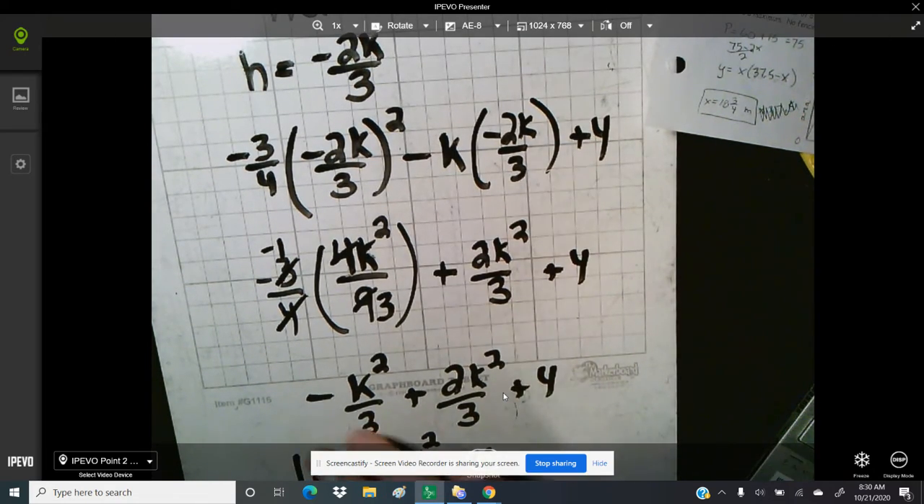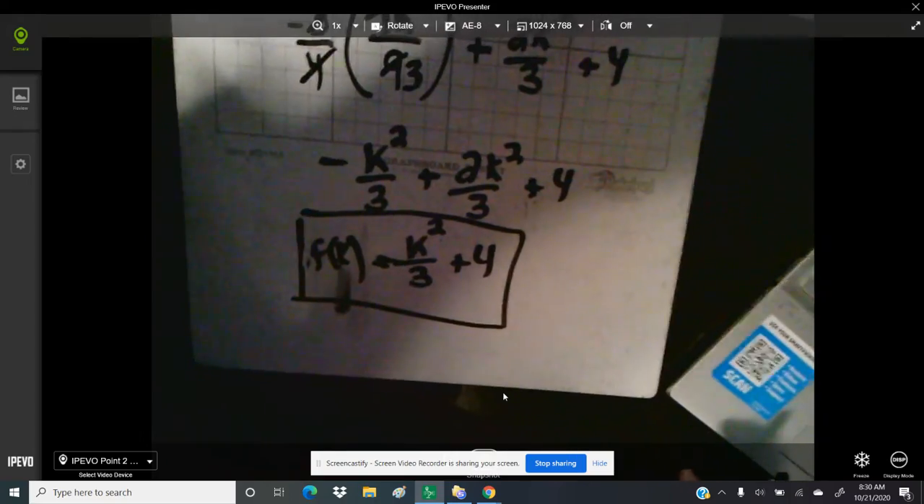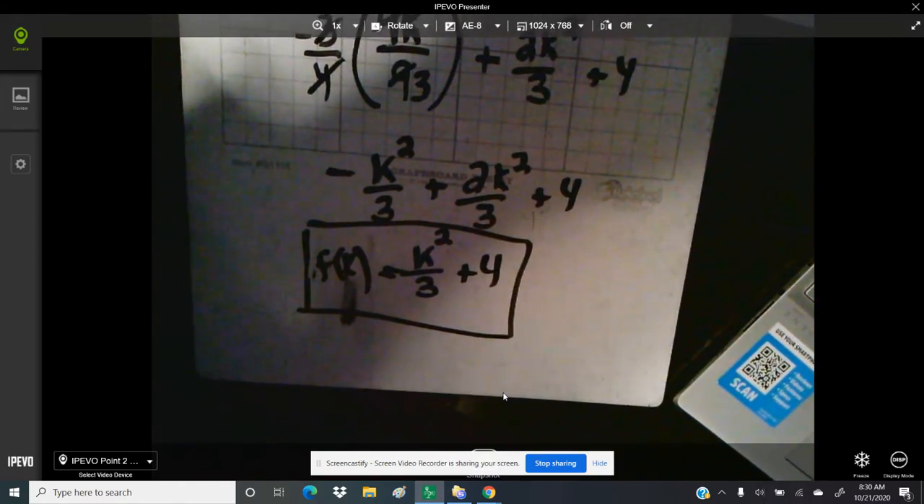Well, maybe I shouldn't say f of x. I can't use k, so I'll say f of k, I guess. This will be my maximum value for the function. That'll be the maximum value: k squared over 3 plus 4.